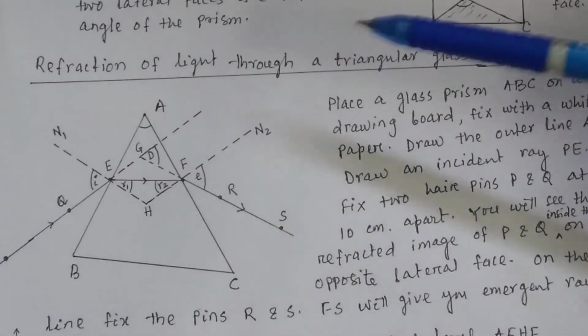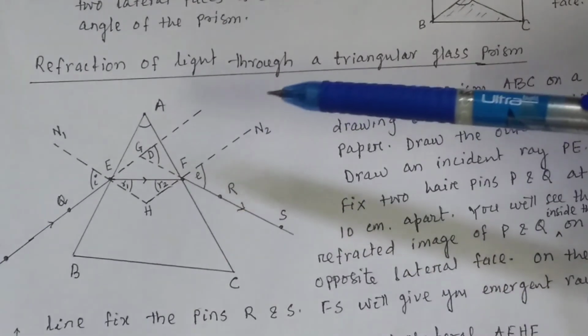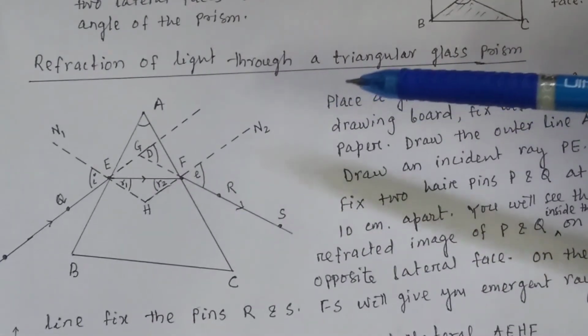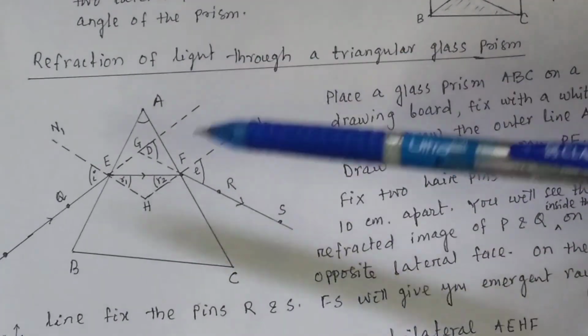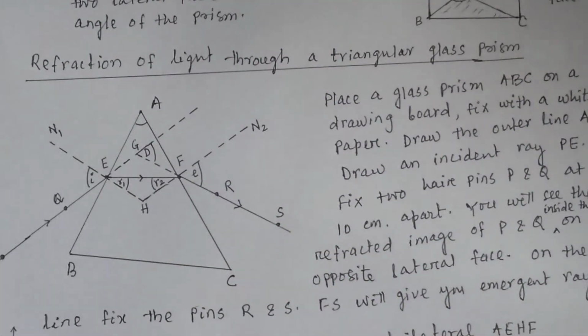So in this video we discussed how refraction occurs through a triangular glass prism and what is the value of the refractive index of the triangular glass prism.